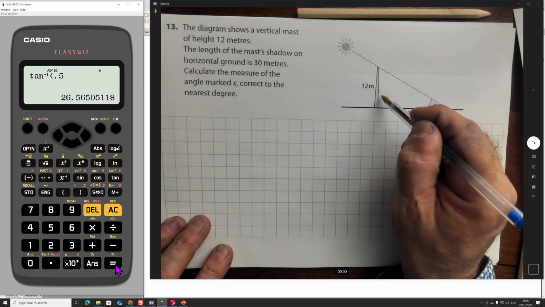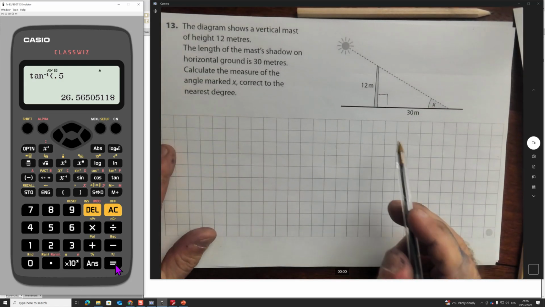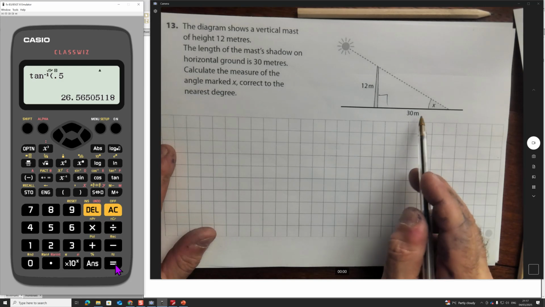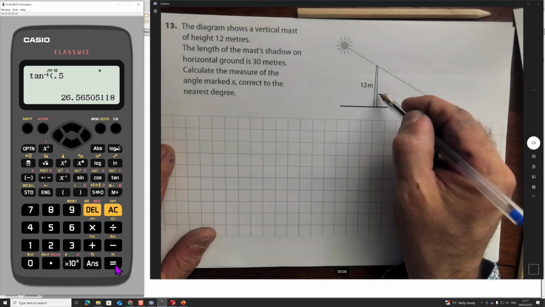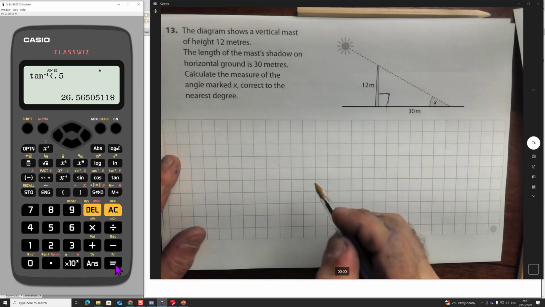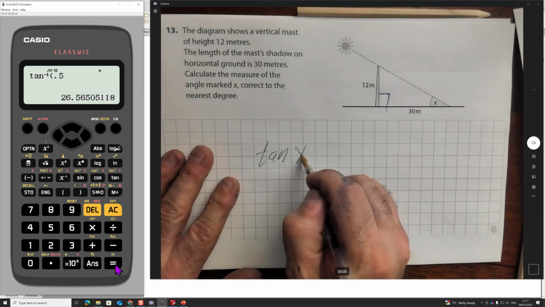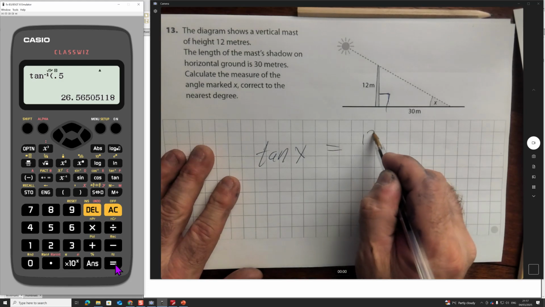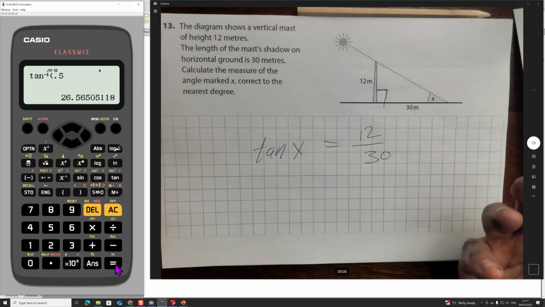Okay, here we go. So looking at the diagram first, always look at the diagram first. My assumption is they're going to say there's a right angle here. I have a 12 and a 30, and I'm finding the angle. Now where does the 12 meet the 30? Well, it's obvious, it meets at the right angle, so it's tan. Tan of x equals 12 over 30.